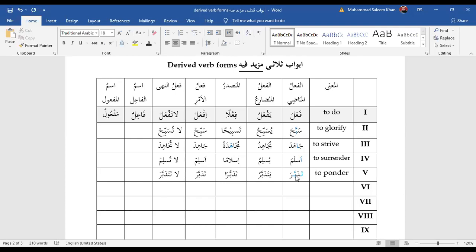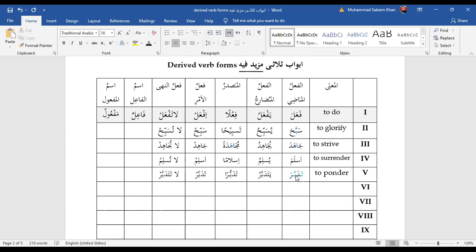And the best example is, as we can see here, tadabbara yatadabbaru tadabburan, tadabbar la tatadabbar, as Allah says in the Quran, "Do they not ponder the Quran, or are there locks upon their hearts?" That they do not ponder or reflect on the Quran, or do they have locks on their hearts. So tadabbur is something that requires some effort.